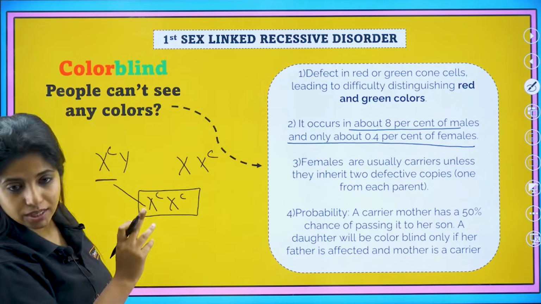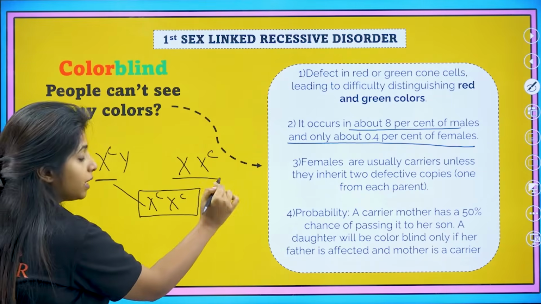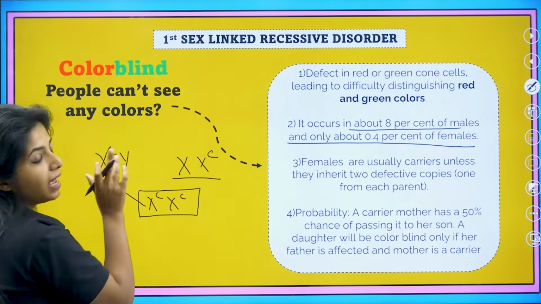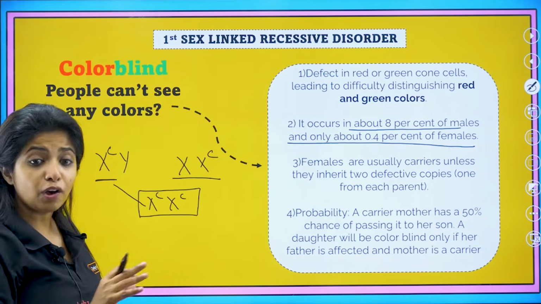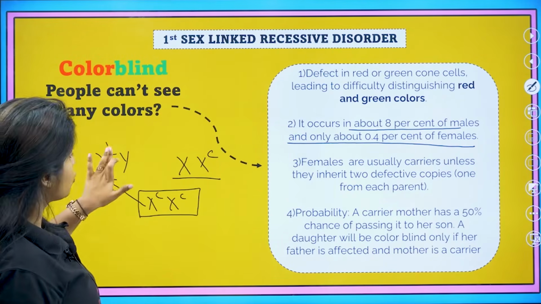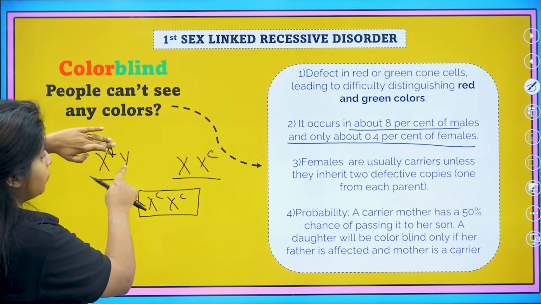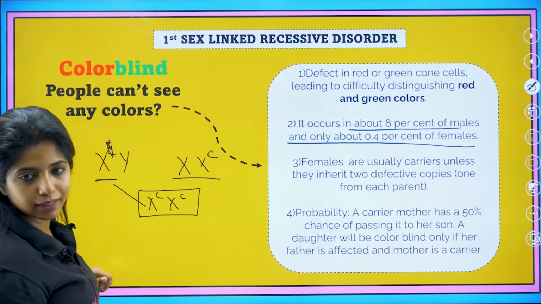Why? Because the reason is this. Both the parents, at least she should be a carrier. At least. She can be a colorblind person also, but at least she should be a carrier and he should be colorblind, for a female to have this. If he is not colorblind, the male can definitely have this. As I said, if this and this comes together, the male will definitely have it.